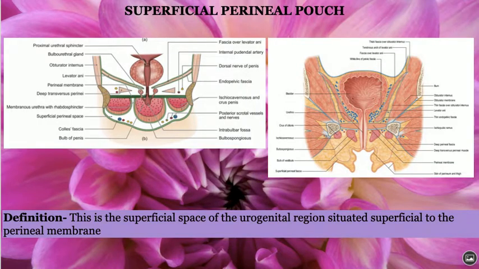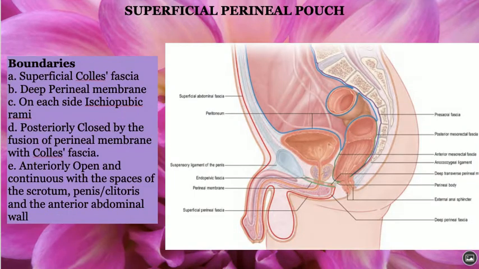So coming to the superficial perineal pouch, this is a space of the urogenital region that is situated superficial to the perineal membrane. Again, I repeat, this is your perineal membrane over here. Okay? So this entire area, superficial to it, is the superficial perineal pouch. This is the perineal membrane. This is your superficial perineal pouch. Now, the boundaries of the superficial perineal pouch.